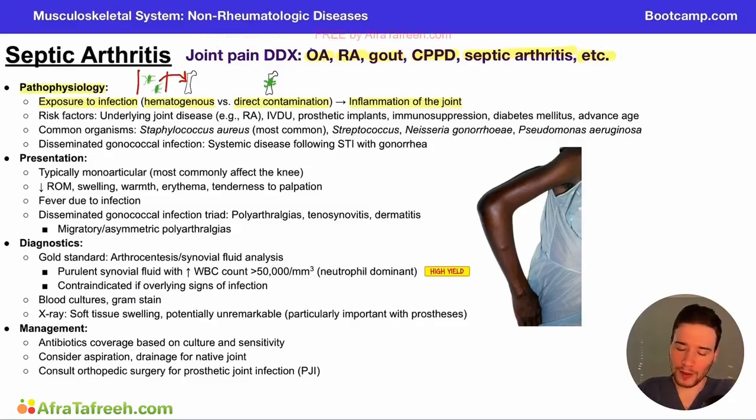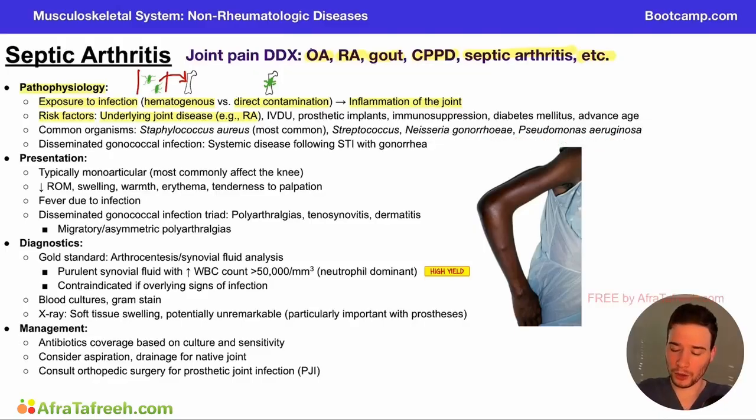So some of the key risk factors we need to know here are going to be underlying joint disease. So people who have rheumatoid arthritis or anything that has chronic joint destruction are going to be at a predisposed risk for this condition because there's already damage to the structures in the joint. If there's damage to the structures, it might make it easier for bacteria to get in, make it have more of an inflammatory process, particularly if it's coupled with an already inflammatory process such as RA, and this can lead people to a higher risk of having this condition.